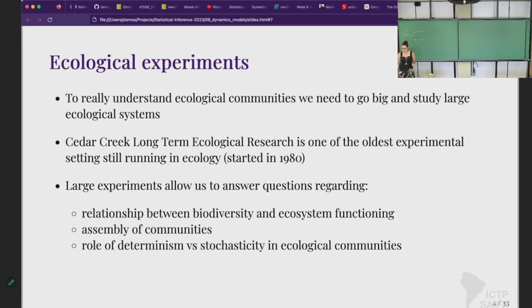Another type of question that we can answer with these large experiments is the assembly of communities. So is there a predictable sequence of species that we would expect in a system? When you're interested in restoration ecology, for example, you want to know how communities assemble over time, and whether you're going to recover the ecosystem functioning or the processes that you were interested in. These large experiments also allow us to understand the role of determinism and stochasticity in ecological communities, which is related to the assembly of communities as well.